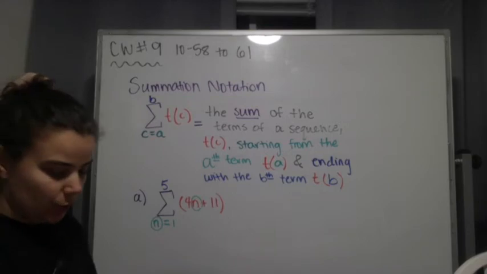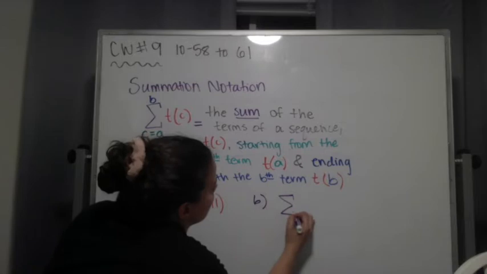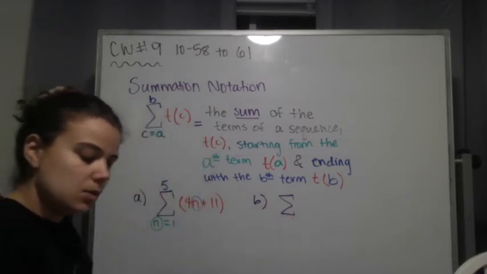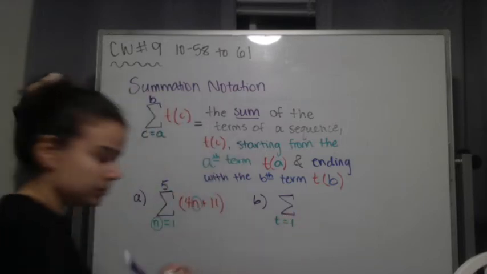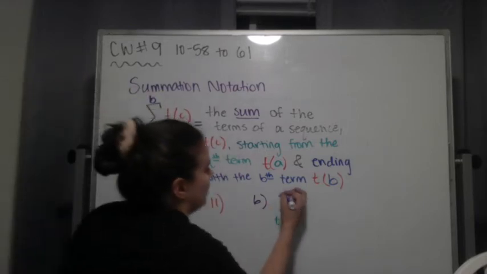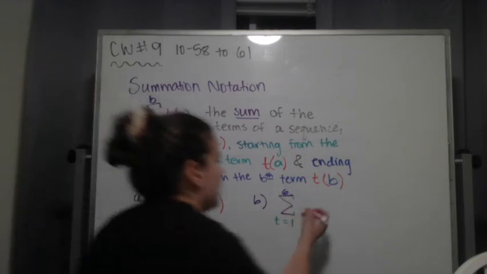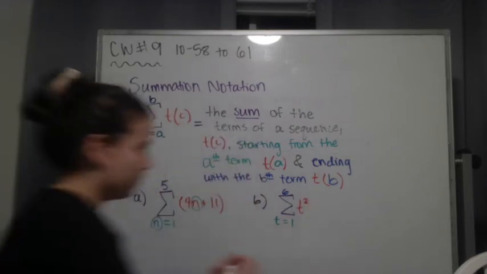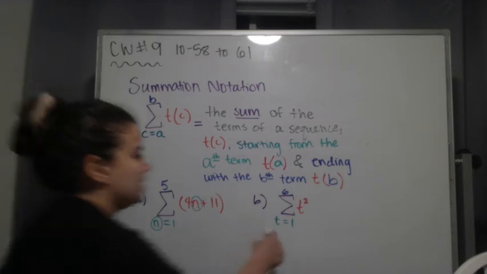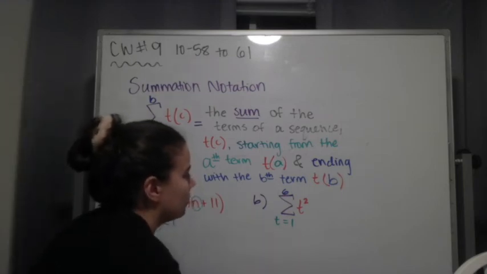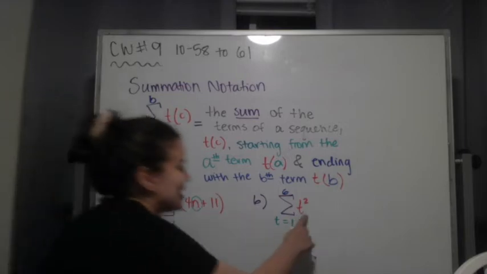Part B kind of asks you to go the other way, so it tells you that it wants the values from 1 to 6 of the sequence that's defined by n squared, or in this case t squared. So that means that we are going to find t of 1, the first term we're going to find with t squared.